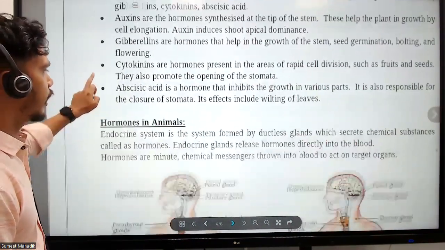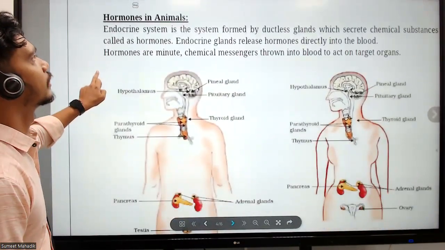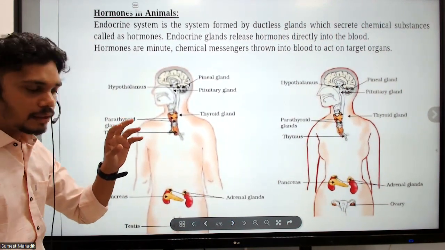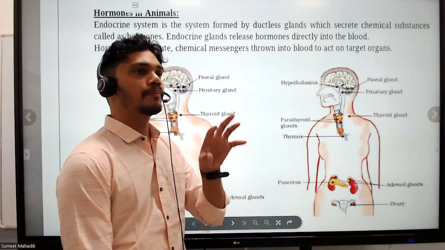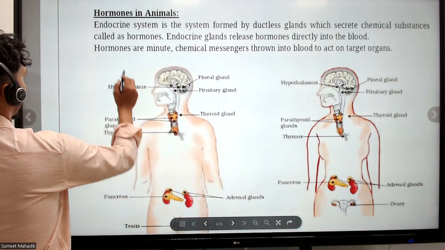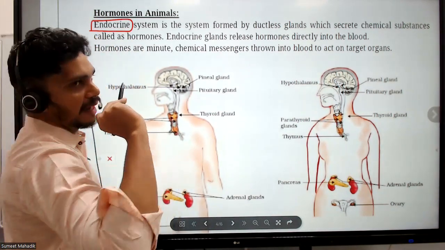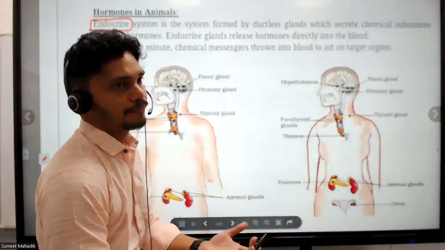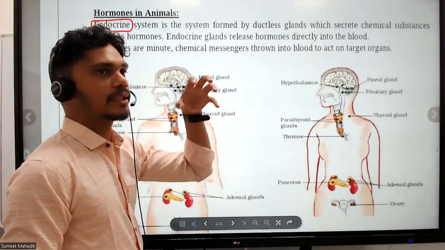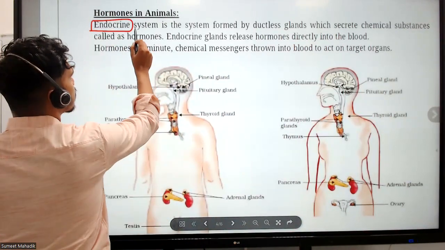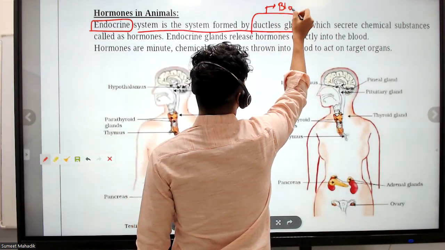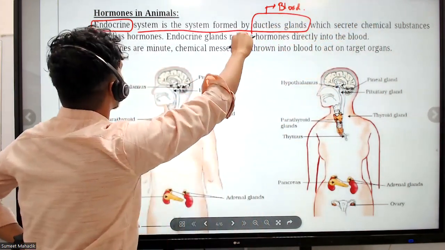Now we are moving further and talking about hormones in animals. What are hormones? First of all, hormones are ductless; they come directly into the blood. So ductless, so endocrine system. What do you mean by endocrine? Endo means inside, crine means to secrete. Here, endocrine means secreting substances directly inside the body. The system is formed by ductless glands because they come directly into the blood.